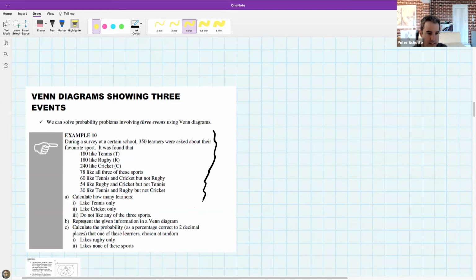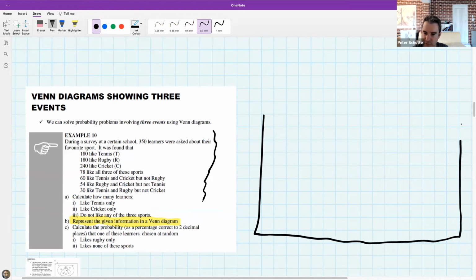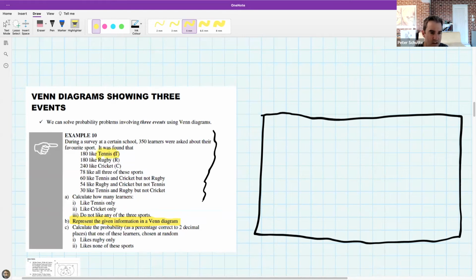So I'm going to use my teacher powers and say, all I want you to do is take 2 minutes and see if you can work out what the Venn diagram looks like for this set of information. There are 3 events. The events are tennis, rugby, and cricket. However, I'll give you one tip. When we do Venn diagrams, we almost always start from the smallest region or the innermost region. And so my one tip is to say 78 like all three sports. So starting by filling in that region, wherever it is, is normally a good way to start these questions.